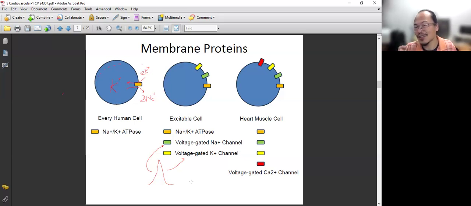You need an additional thing. That additional thing is here, this one here. So a muscle cell is an excitable cell, so it has the sodium potassium pump, the voltage-gated sodium channel, and the voltage-gated potassium channel. But it has one extra tool in its toolbox. It has one extra membrane protein in the cell membrane, that is this one here. It has a voltage-gated calcium channel.